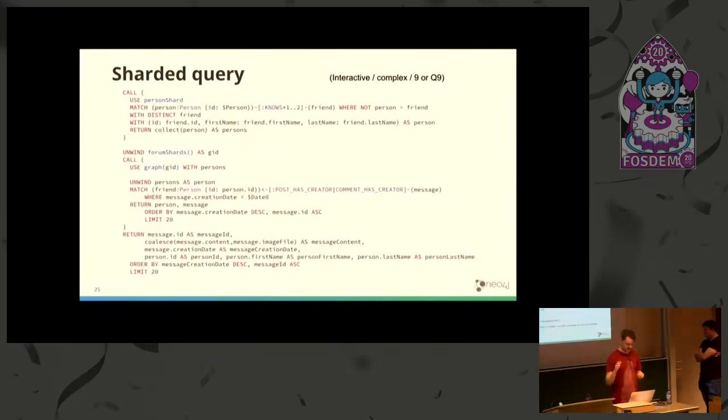And using this sharding scheme, most of the queries in the LDBC interactive complex set of queries can be expressed in very similar ways. This is another example where the first part is quite similar. We again go to the person shard and find friends of friends. That's a common pattern in these queries. And we then go to the forum shards, but this time performing some other matching and some other kind of aggregation.